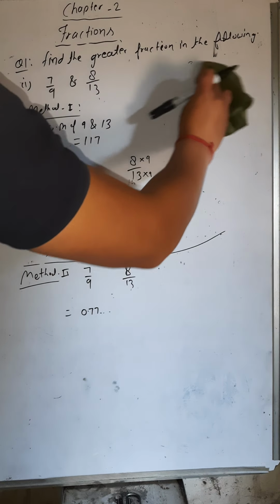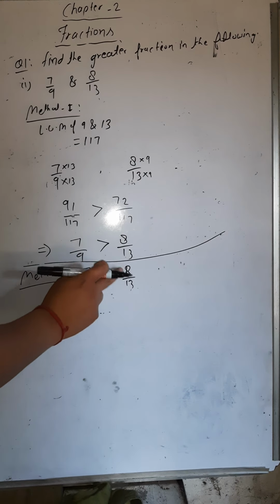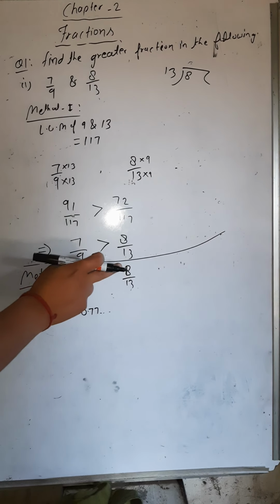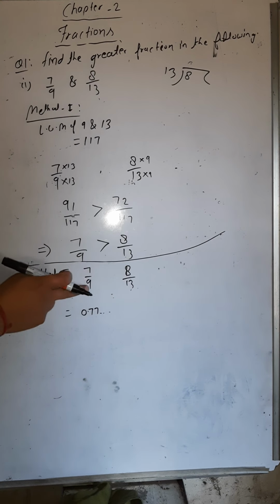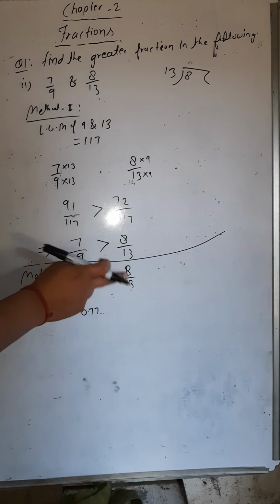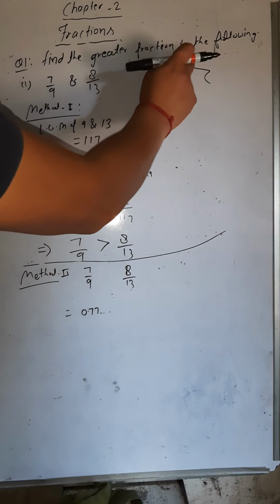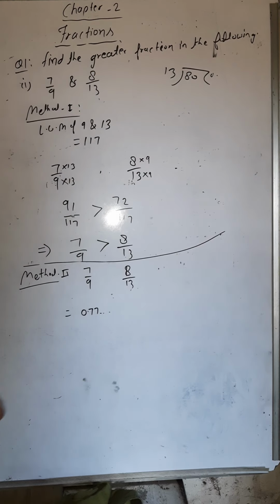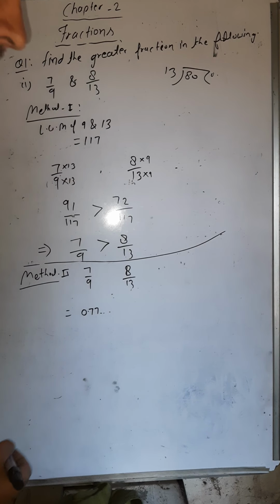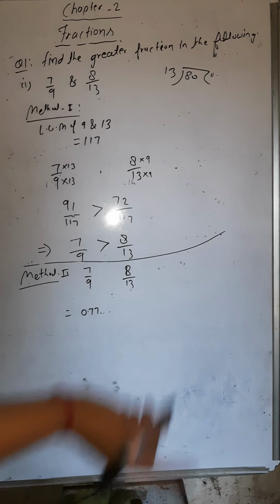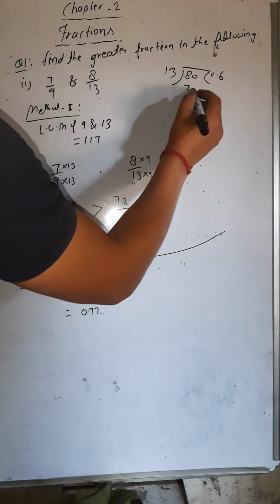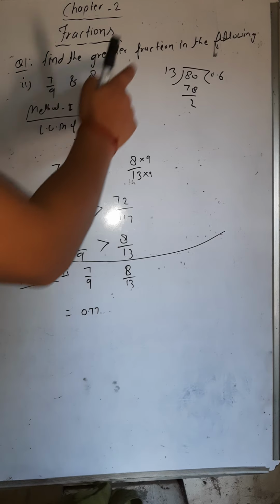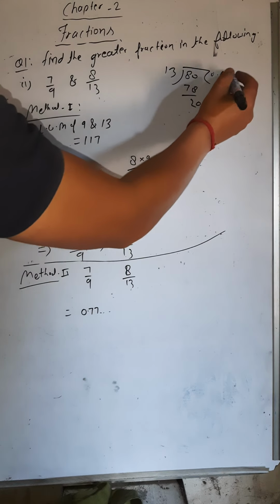Now the next one. You will divide 8 by 13. First I divided 7 by 9, this much came. Now I'll divide 8 by 13. How much is it coming? Not divisible. Put a decimal, then 0. How many times is it going? 13 6s are 78, 13 7s are 91, it's more. So 13 6s are 78, and 2 will be left there. Not divisible, so again 0. 13 1s are 13.